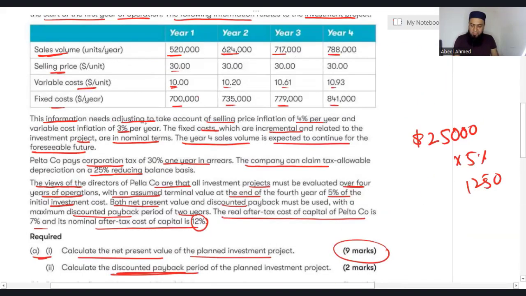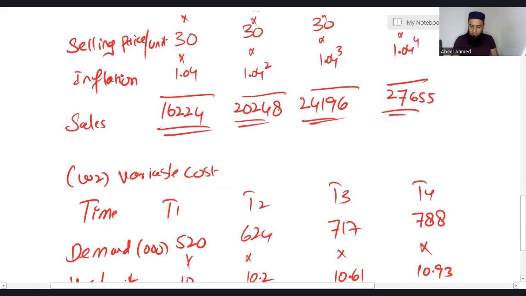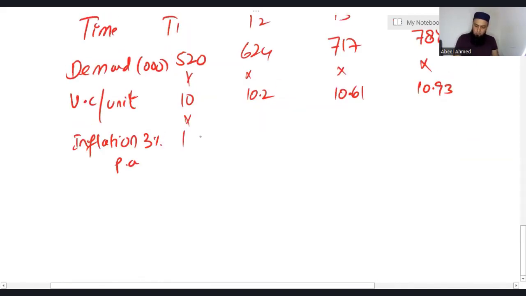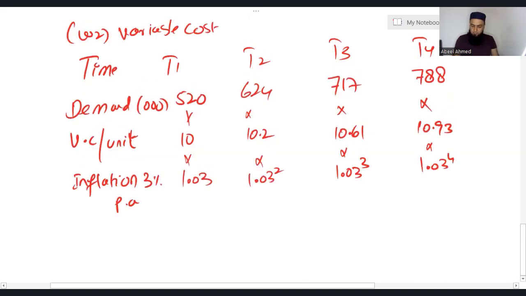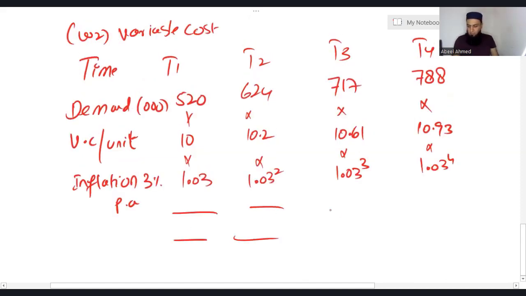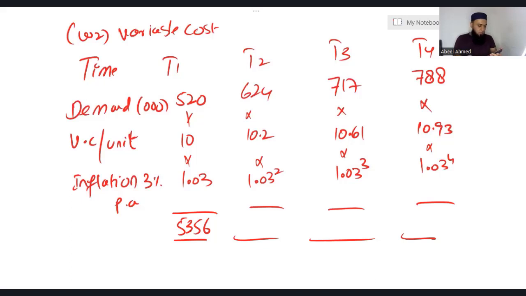This information needs adjusting to take account of selling price inflation of 4% and variable cost inflation of 3%. Simply power 2, then I'll take power 3 and power 4. So 520 multiplied by 10 into 1.03 gives us 5,356. 624 multiplied by 10.2 into 1.03 power 2, I'm getting 6,752.